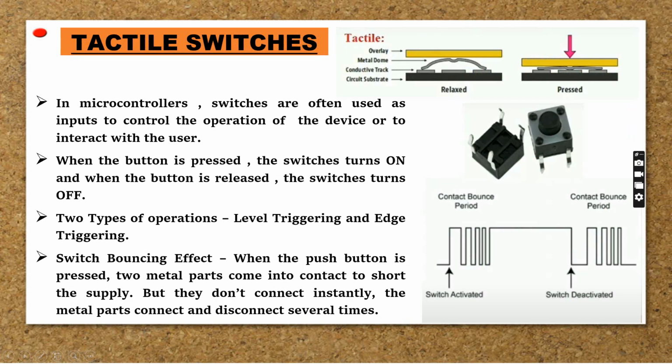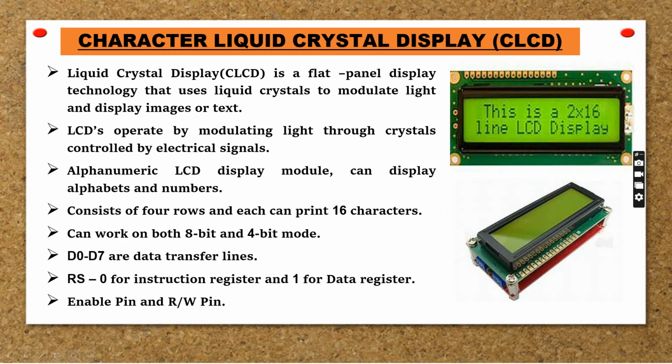Let's look into some of the functionalities and the pin configurations of the CLCD. It consists of 4 rows and each can print 16 characters. It can work in both 8-bit and 4-bit mode. D0 to D7 are the data transfer lines, and RS is set to 0 for the instruction register, and RS is set to 1 for the data register, and it consists of an enable pin and a read and write pin.